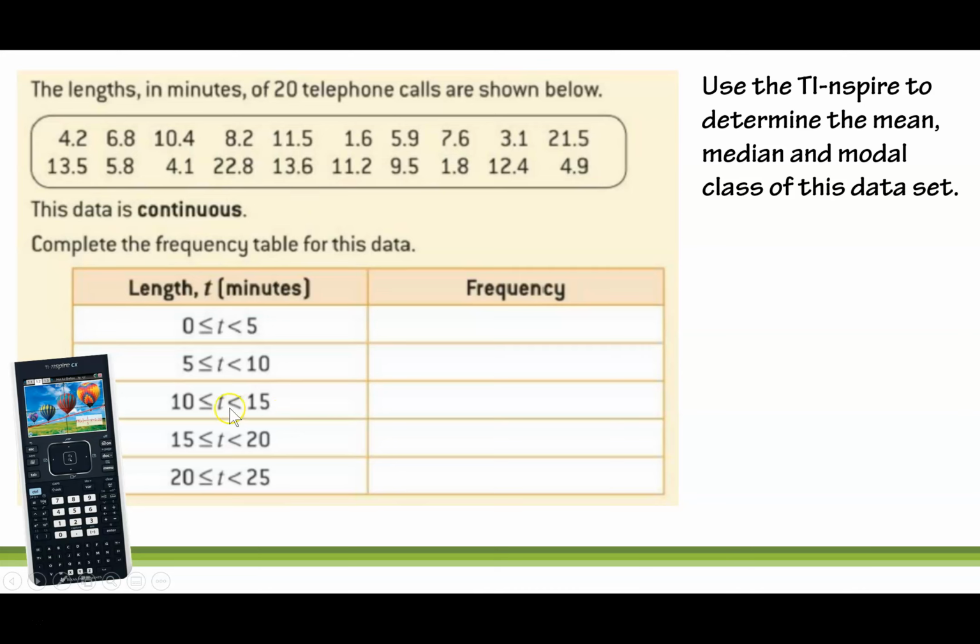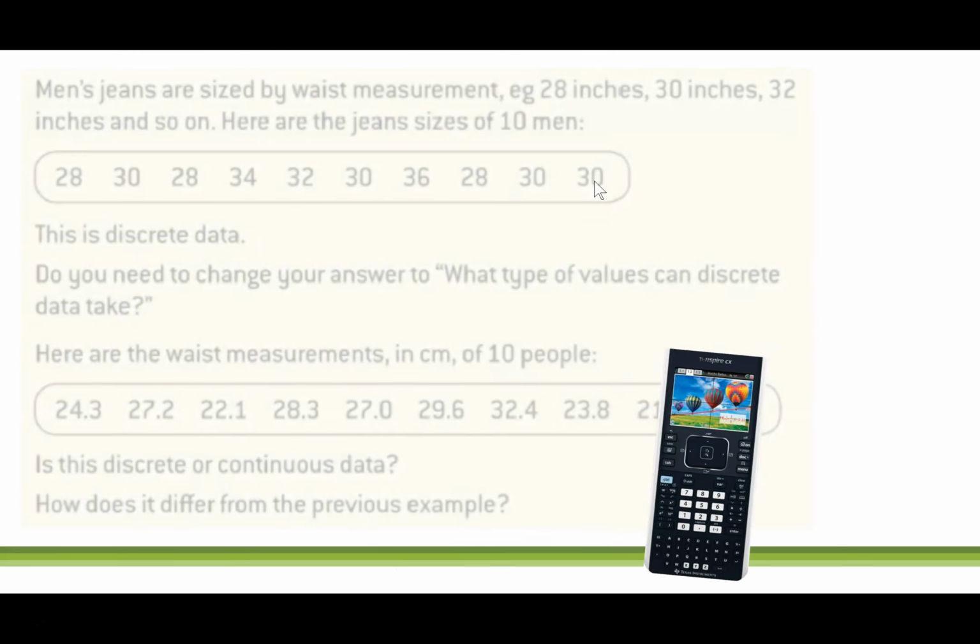That's because we have to have a very clear place to indicate where a 15 goes. It can't have this one 10 to 15 inclusively and this 15 to 20 inclusively, because then it's ambiguous as to where you would register the information about a call that was exactly 15 minutes long. So you got to make sure that distinction is there, and we're going to be using our TI to come up with information about that.